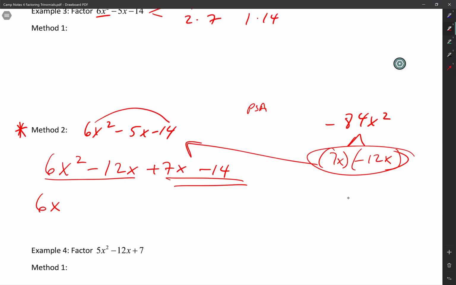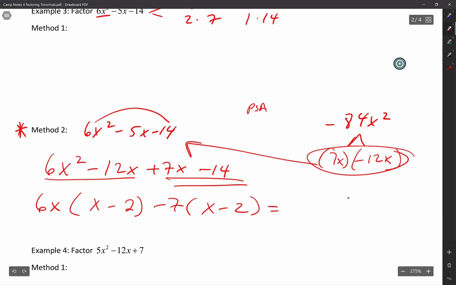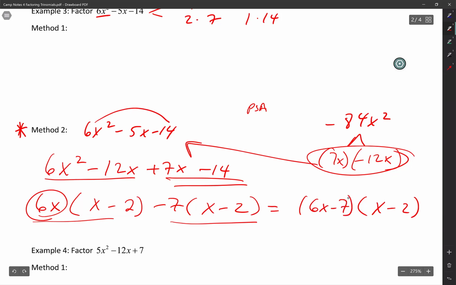Okay, so I'm going to factor out a 6x, and I'm going to have x minus 2, close it. And then what I want is another x minus 2, so I'm going to factor out a negative 7, and then x minus 2. And then again, now that I'm looking at it, I can factor out an x minus 2, and what I have on the outside is 6x minus 7. So there it is, guys. So 6x minus 7, x minus 2.